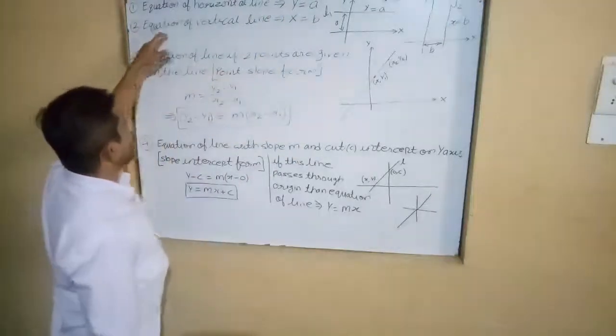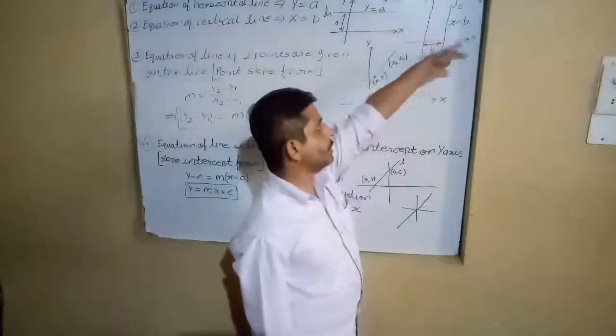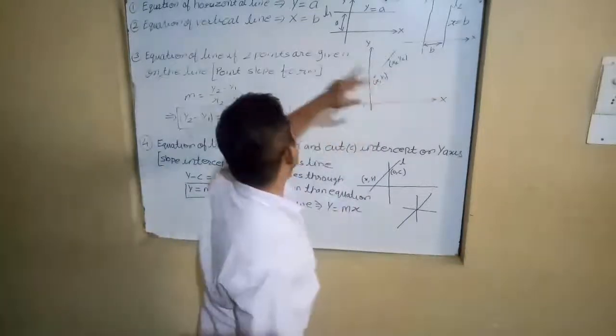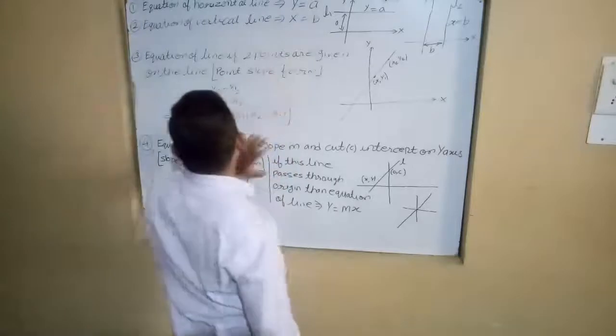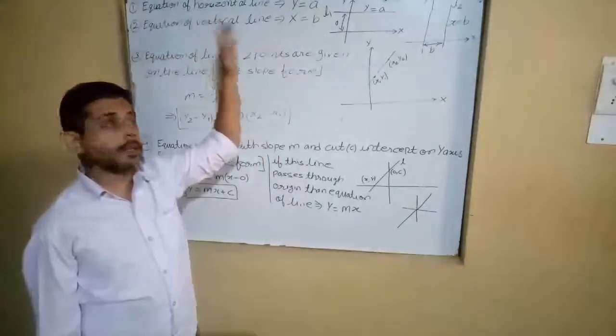And similarly, the equation of a vertical line. Look at here. This is the vertical line from the x-axis. So if this distance is b, we can say the equation of a vertical line is x is equal to b. So both are important, little but important.